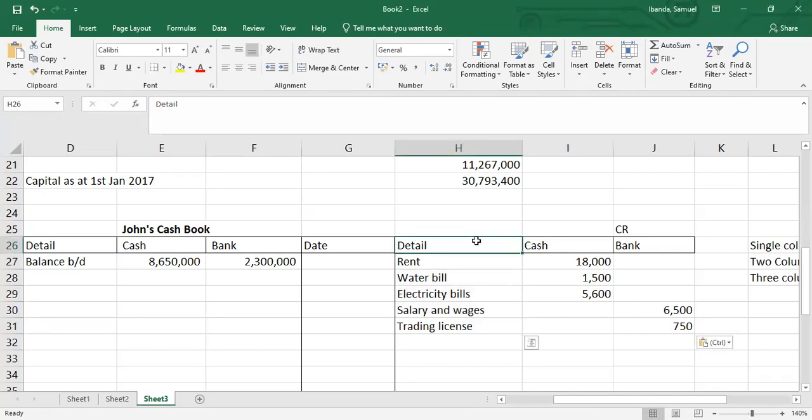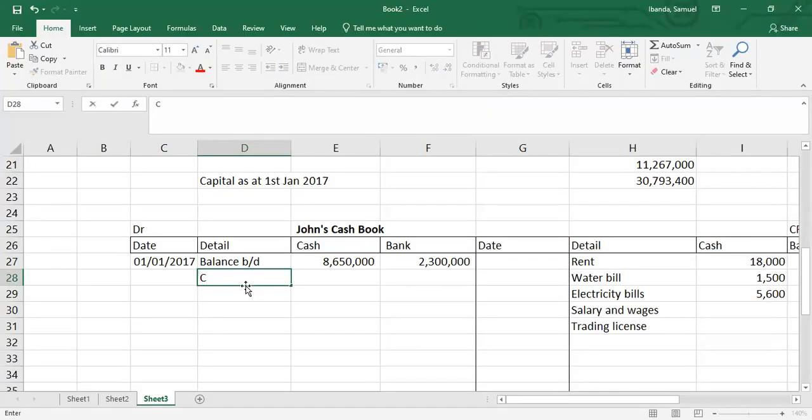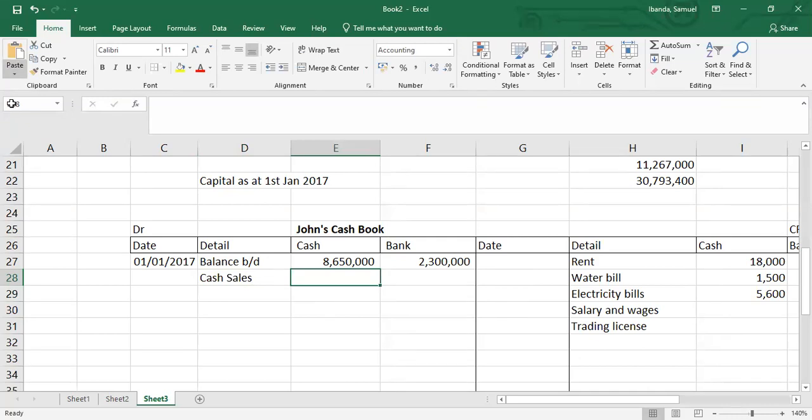I'll now move back to the question down here. So they are telling me of cash sales. They are telling me that the cash sales for 2017 were 66 million, okay? So that is another thing that I should record. I should go and record the 66 million. On which side? On the debit side, okay? Because cash sales increase your cash. So I'll come here under my details and I'll put cash sales. I record under the column of cash like that.